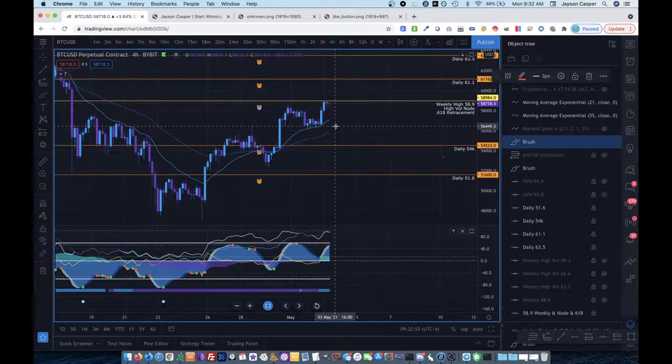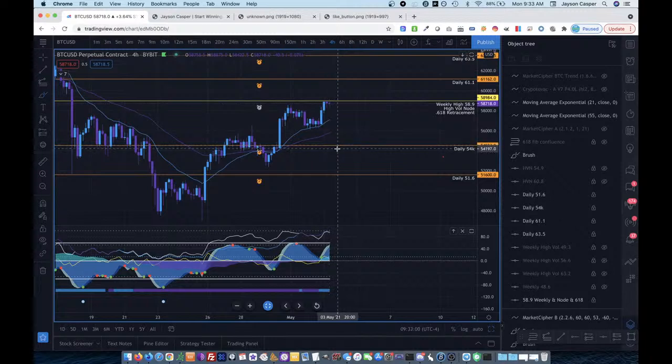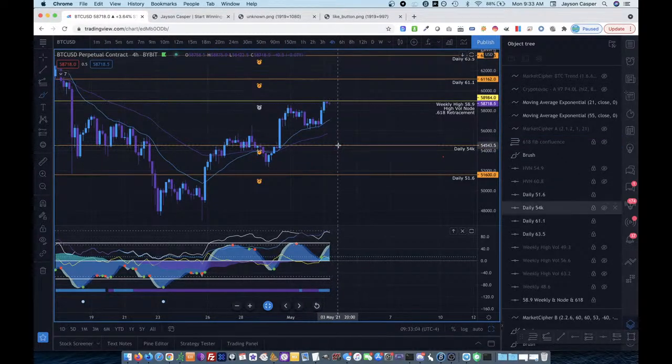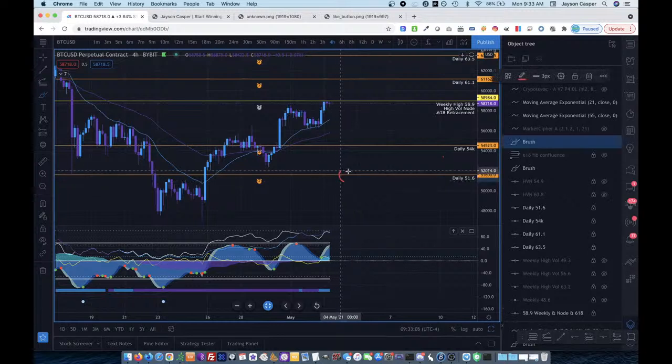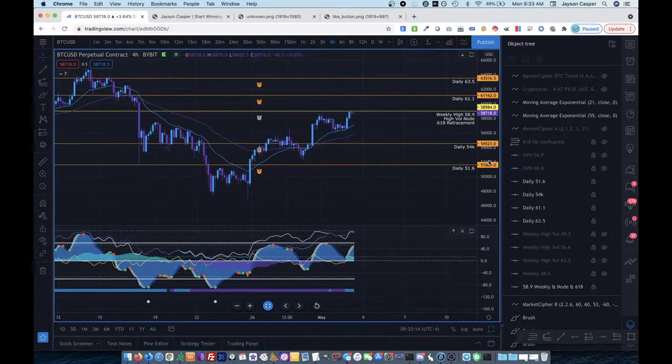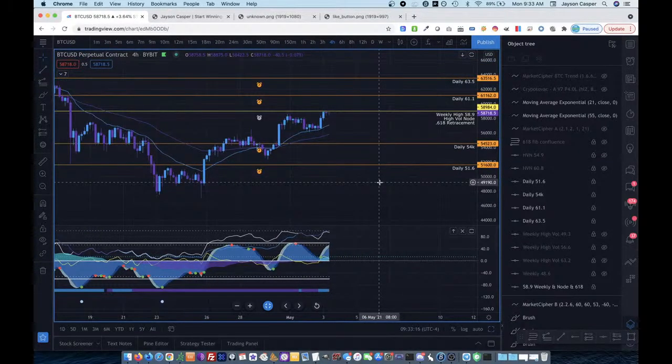In fact, if we do get a pullback here and we maintain the bullish uptrend, then some great places to look for an entry would be, one, if we come and bounce off the 21 EMA on the 4-hour, and then two, if we come back and test this support down here around 54K, this daily level of support, and then three, if we come down and test this other daily level at $51.6 thousand. Those would be three places where I would look to actually get in if I was not already in.